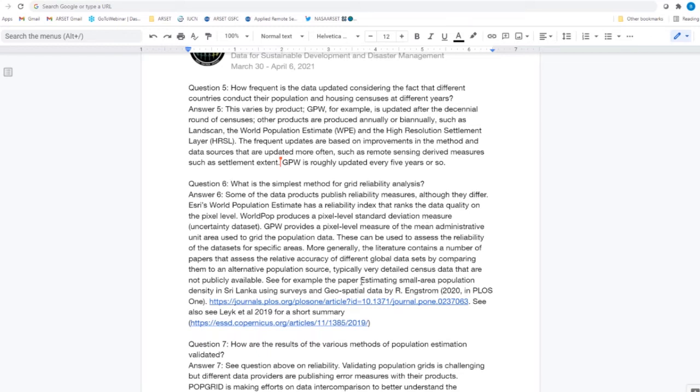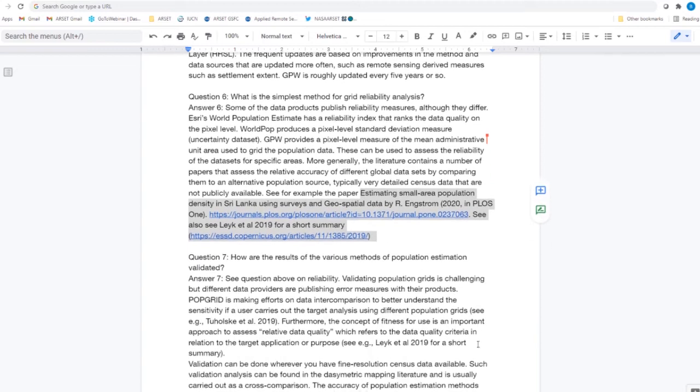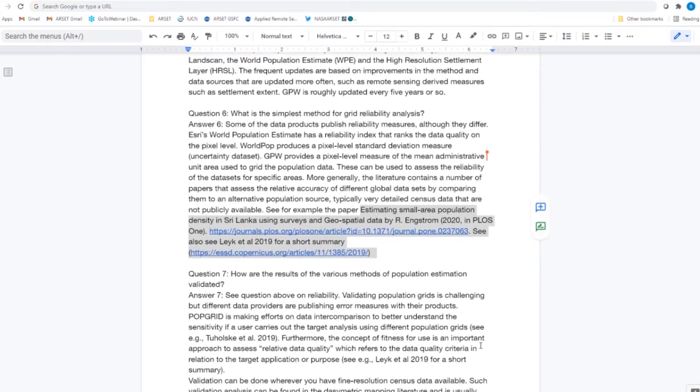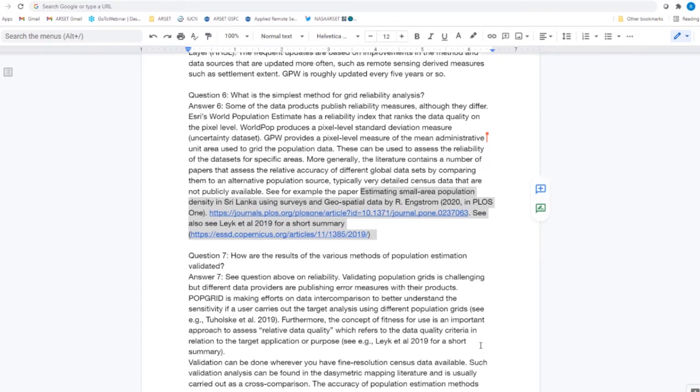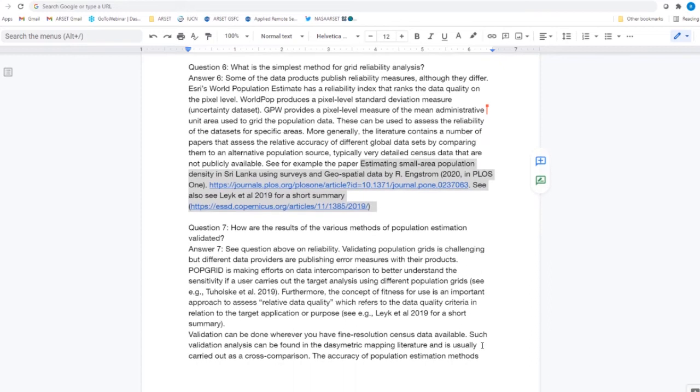Right. Yeah. So as I mentioned in the previous question, some of the data products publish reliability measures on a per pixel basis. So for all of these, you can, for example, do a zonal statistics, like I showed in the web application, where you get those quality measures, those reliability measures, just by drawing a polygon. You could do that in your GIS or in code as well, or just via the website. And it tells you, for instance, with GPW, the lower the mean admin level unit size that's in the area you're interested in, the more reliable it is.